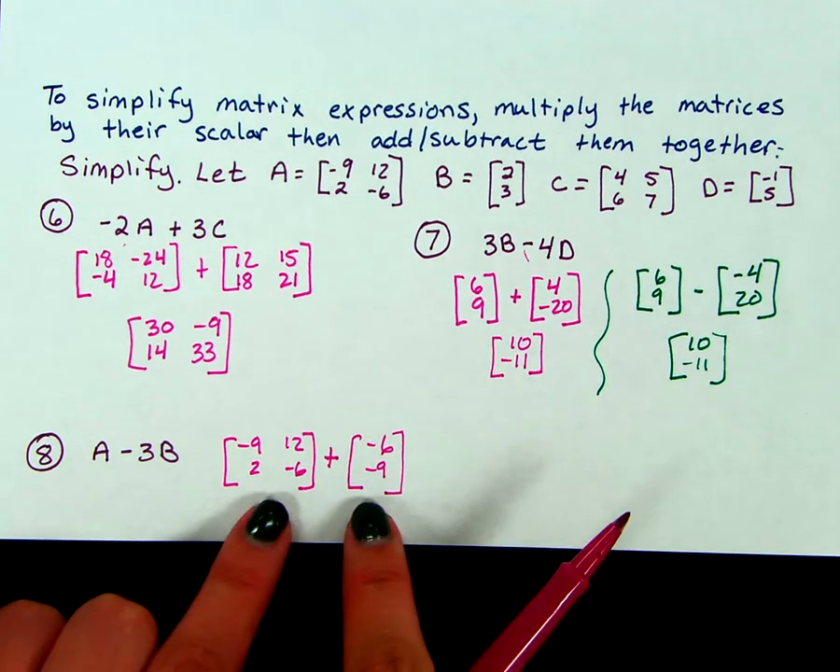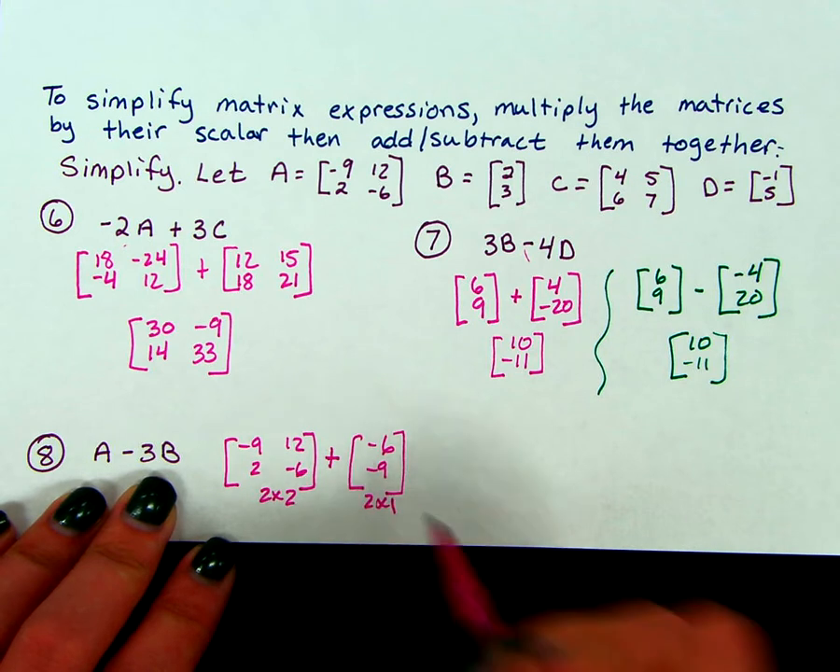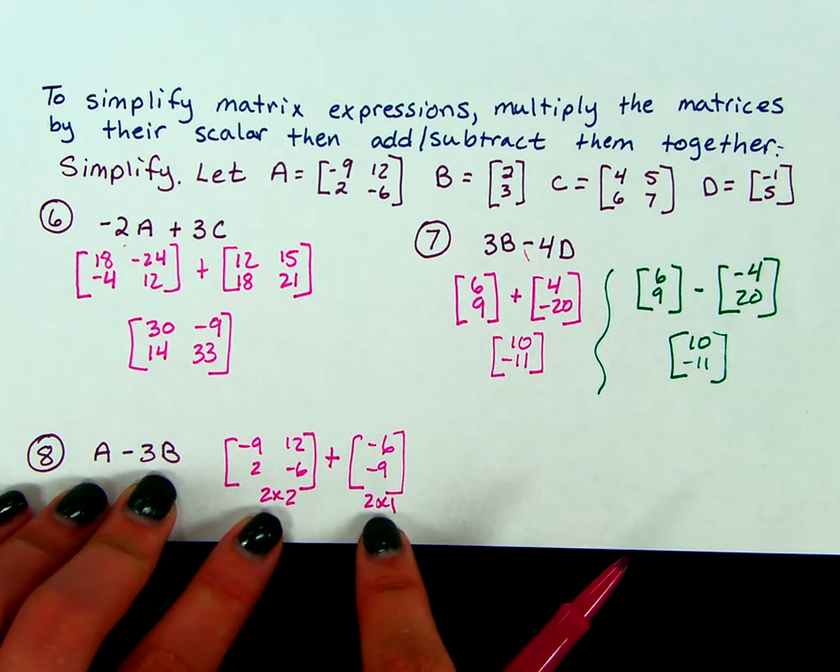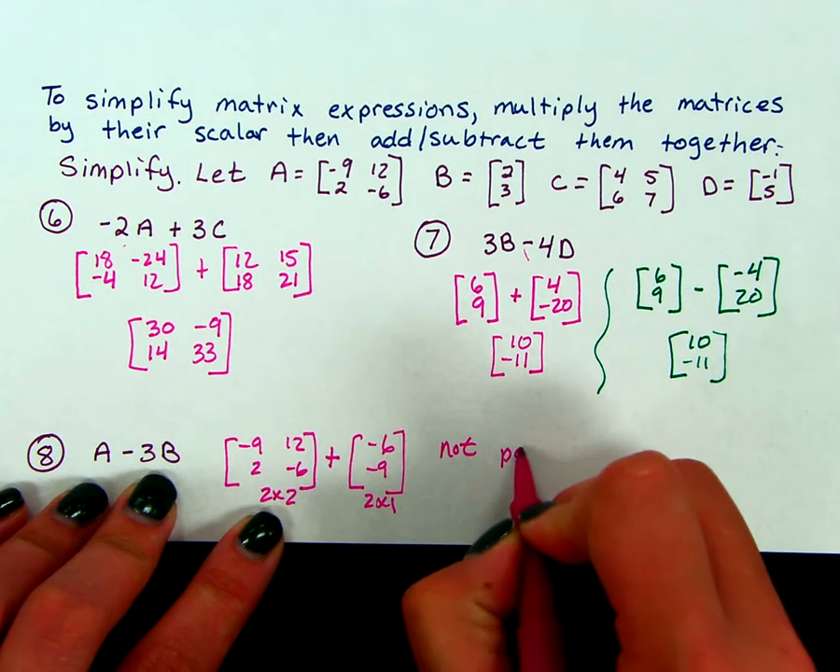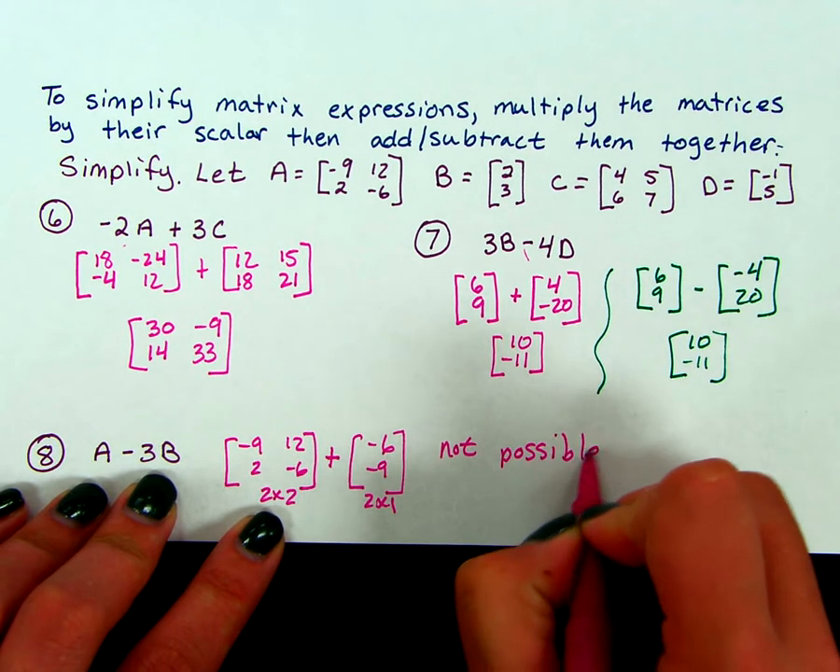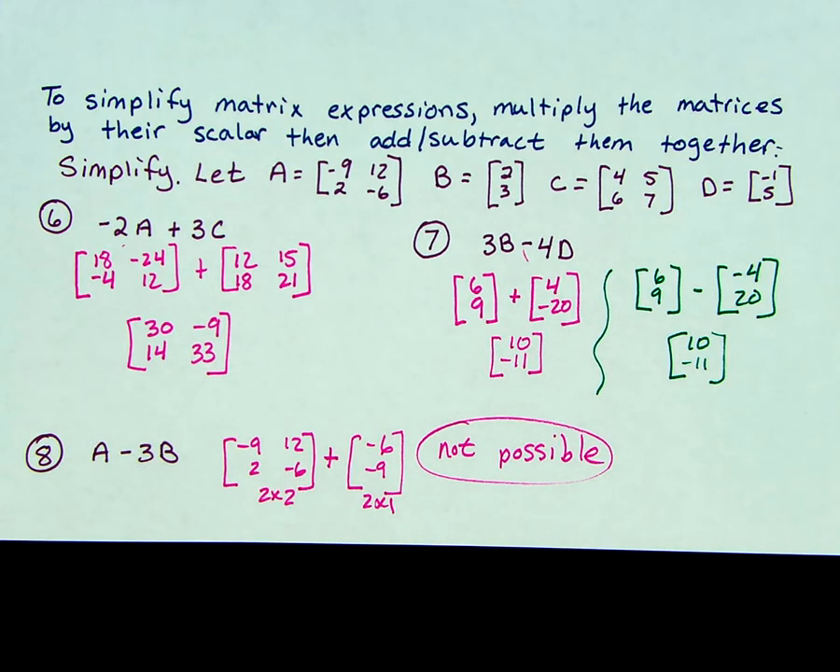And then looking at this, we have a 2 by 2 matrix and a 2 by 1 matrix. So since the dimensions of our matrices are not the same, this is not possible. So not possible would be my answer for the very last problem. And that is going to conclude section 5.